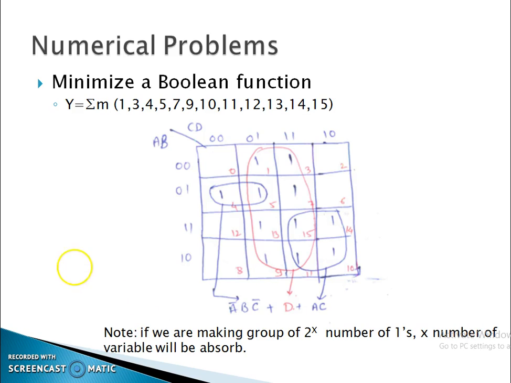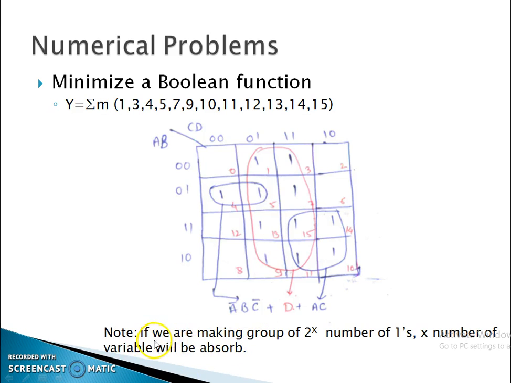Here is another example. The Boolean expression can be represented like this also. Okay. So here we can make the group of octet. Here it is a pair and here it can be a quad. We can reuse this one and this one. Okay.